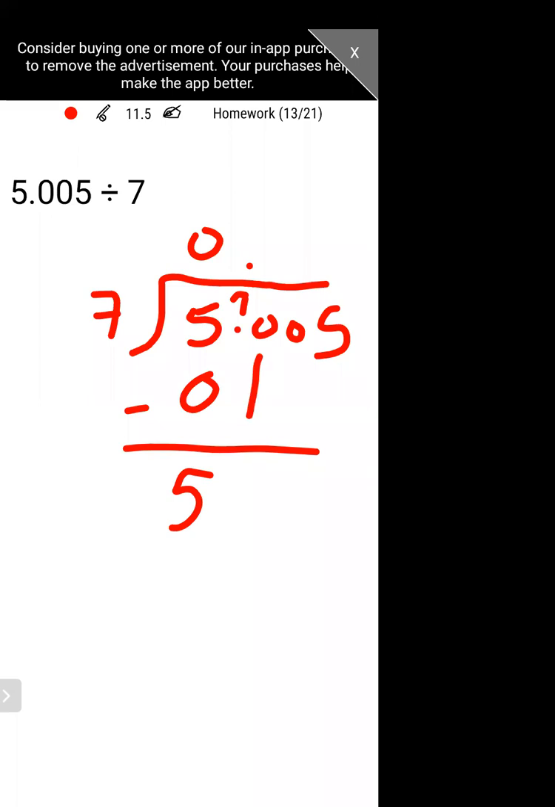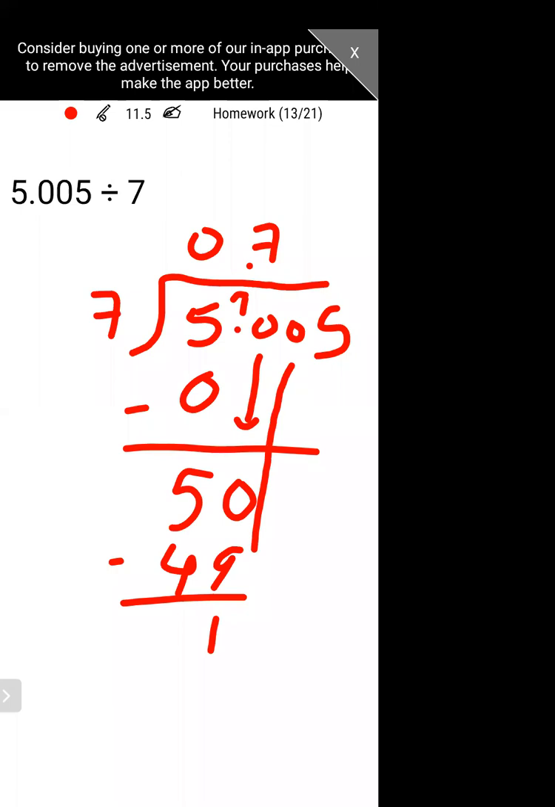Now bring down this 0 here. Okay, so how many times does 7 go into 50? Yes, 7 can go in 7 times because 7 times 7 is 49, and 8 times would be bigger than 50. So we will write 49. And 50 minus 49 is 1. And now you're going to bring down the next 0.